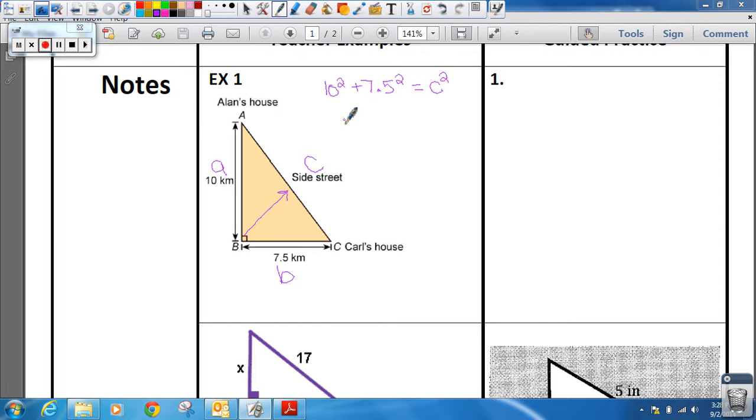If I put this in my calculator, 10 squared plus 7.5 squared is 156.25. That's equal to C squared. Well, I just want to know the length of C, so the opposite of squaring something is to take the square root. So I have to take the square root of 156.25. This gives me that C equals 12.5. The distance is measured in kilometers. You need to complete guided practice number 1, and it is from page number 9 in your book.